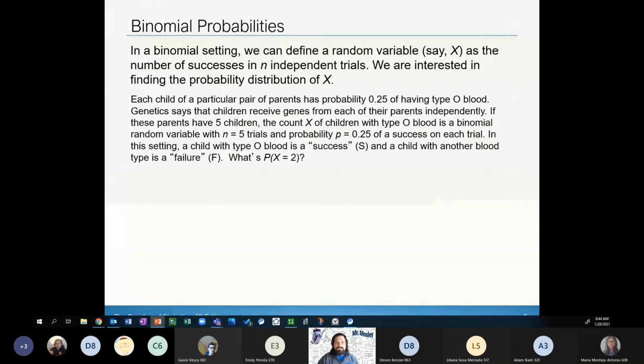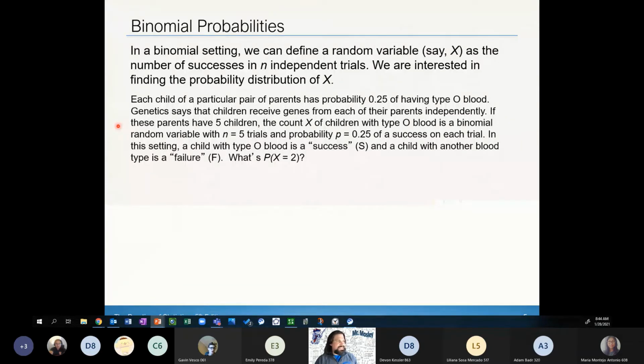So in a binomial setting, we can define a random variable, say x, as the number of successes in n independent trials. We're interested in finding the probability distribution of x. So we have our example here. Each child of a particular pair of parents has probability 0.25 of having type O blood. Genetics says that children receive genes from each of their parents independently. If these parents have 5 children, the count x of children with type O blood is a binomial random variable with n equals 5 trials and probability 0.25 of a success on each trial.